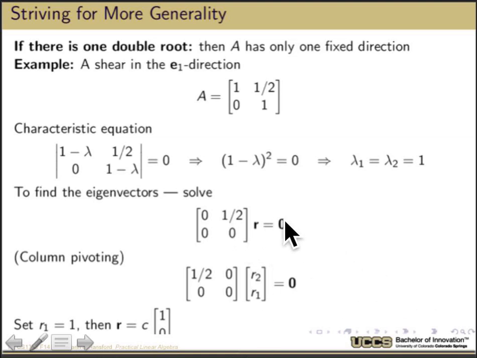So again, we just plug back in lambda, get a homogeneous equation. Generally we have to do some pivoting because it's homogeneous. There's going to be some zeros someplace, and then we solve that to get our eigenvector.